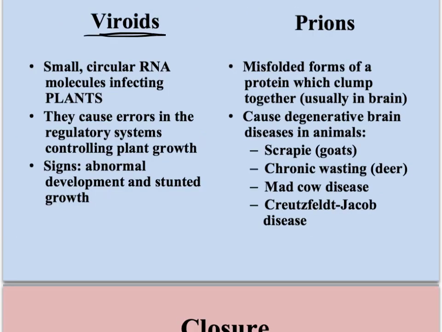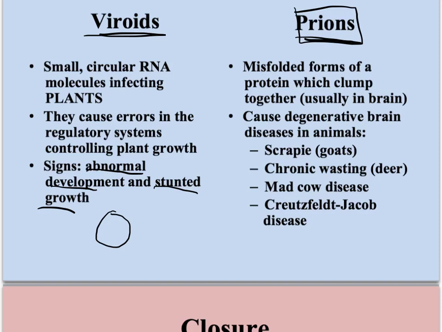Alright, so you do need to write this. Viroids and prions. So viroids are small circular RNA molecules infecting plants. They are just RNA. There's no capsid, there's no envelope, it's just a circle of RNA. That's it. So they cause errors in the regulatory systems controlling plant growth. And this is going to cause abnormal development or stunted growth.